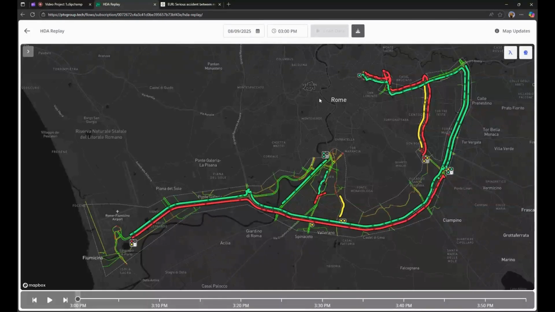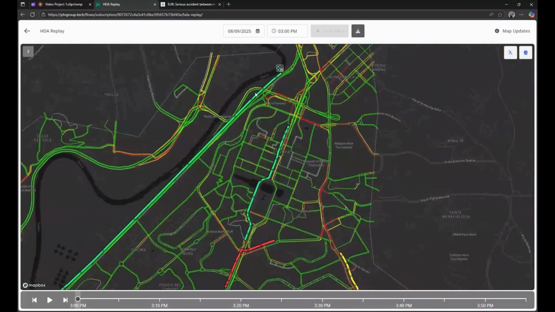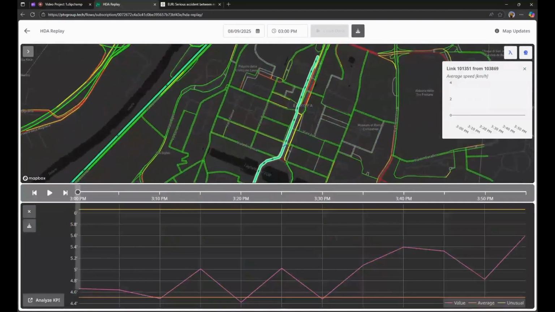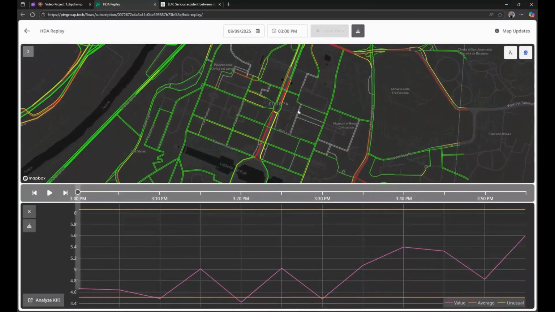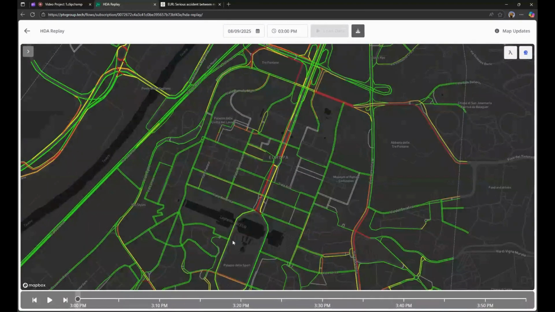We zoom into the affected area and immediately notice a key performance indicator on a major corridor connecting the business district to the outskirts of the city. At first glance, the situation seems normal, but as we dig deeper, we notice a sudden drop in speed on the left side of the corridor, right where the accident happened. The initial congestion appears around 3:10 p.m. and 3:20 p.m., but the real impact unfolds later, as we will see.